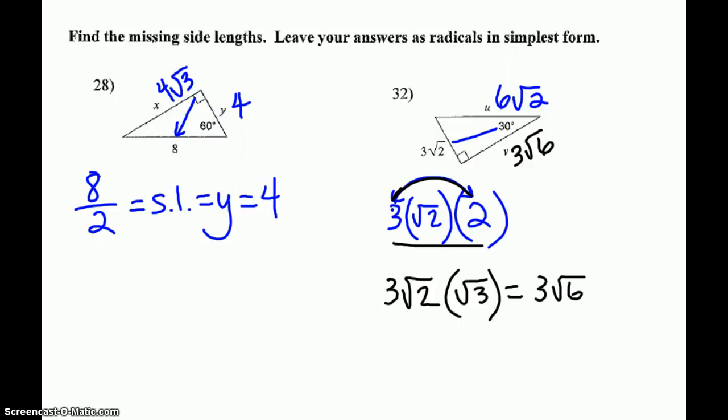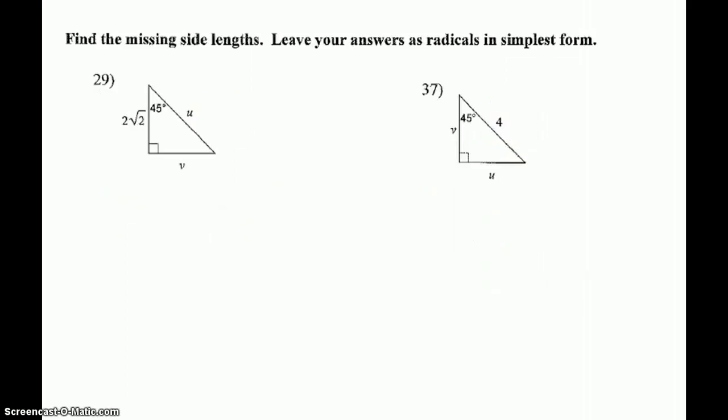Now on these problems, you really just have to memorize the rules. You've got to get them in your head, make flashcards, do lots of practice in order to be able to do these. Now let's look at two 45, 45, 90 triangles. 29, so 45, 45, 90. I know that the legs have to be the same, so V has to be 2 root 2 also.